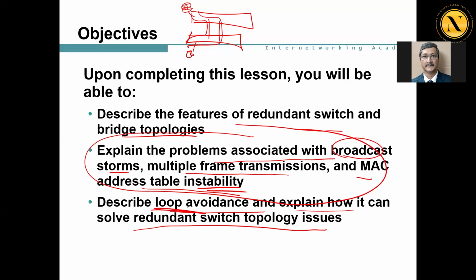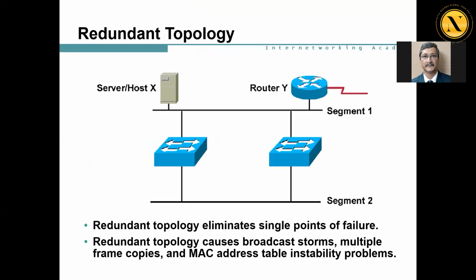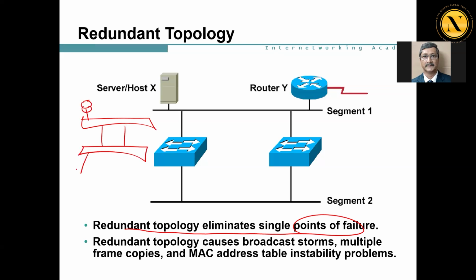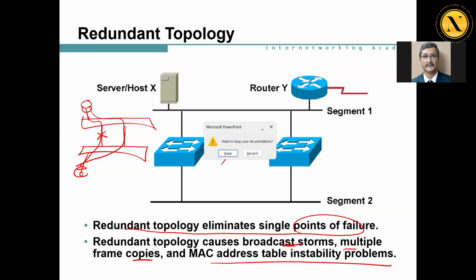So we know how STP works. Now we have a topology here. Redundant topology eliminates a single point of failure. So let's say the data is going like this. If this fails, it will start going like this. Redundant topology causes broadcast storms, multiple frame copies, and MAC address table instability problems, but only if spanning tree protocol is not enabled, or disabled, or not working.